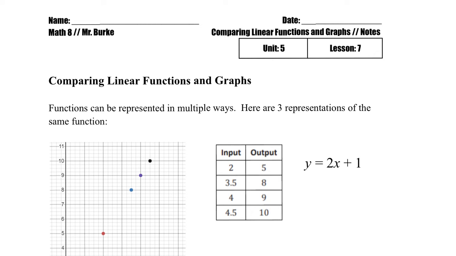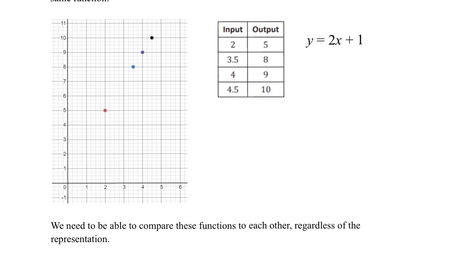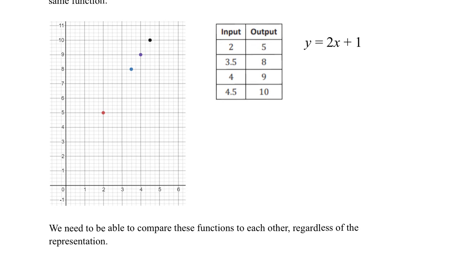Okay, so this is lesson 7. These functions that we talk about actually come in 3 different forms, and you need to be able to look at all 3 forms and make comparisons. Here are 3 representations of the exact same function. Here is a graph, here is a table, and here is the function in its equation form.